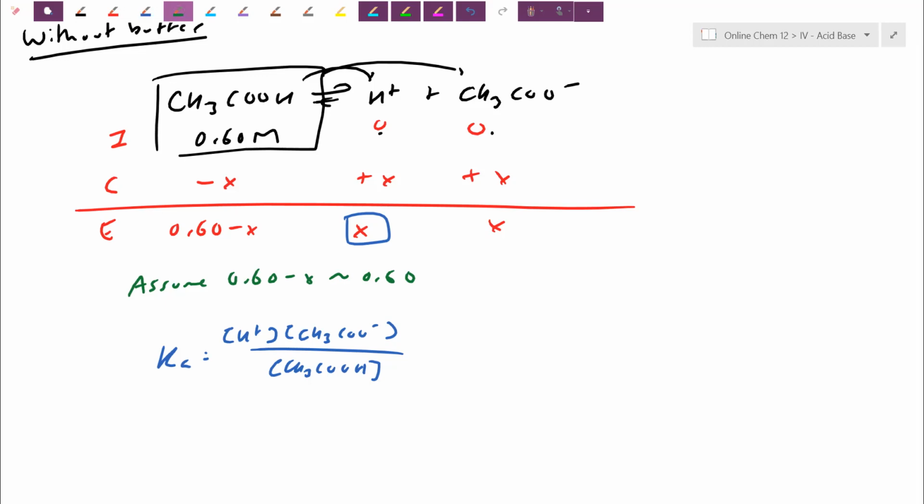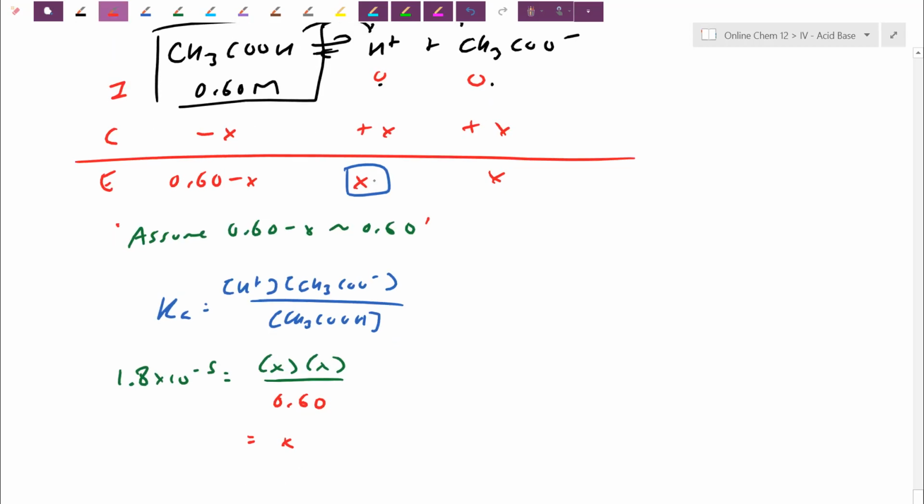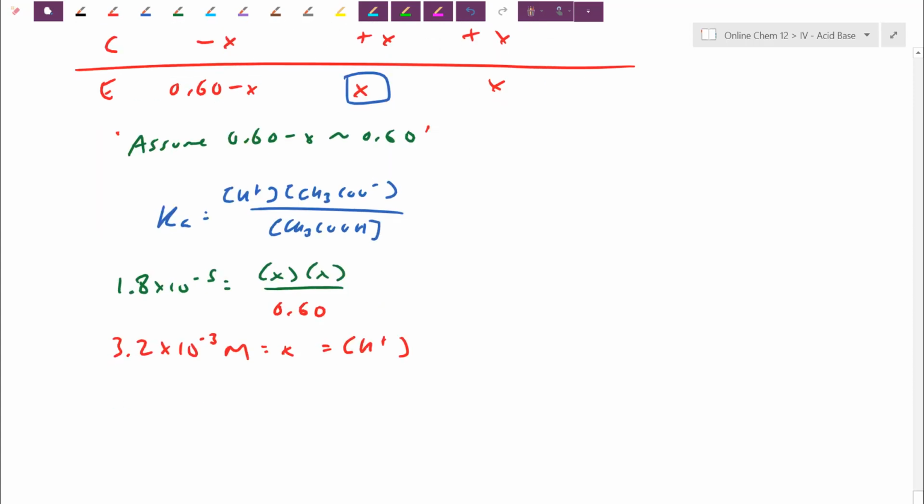So, punching our numbers through here, 1.8 times 10 to the negative 5 is equal to x times x, with the assumption, over 0.60. The x, which is actually the equilibrium content of H plus, is equal to the square root of 1.8 e negative 5 times 0.6, which gives me 3.2 times 10 to the negative 3. Earlier, the H plus with the buffer system was just a 10 to the negative 5 number. So what is my pH initial right now? Let's take the negative log of this number. My current pH is actually 2.48.